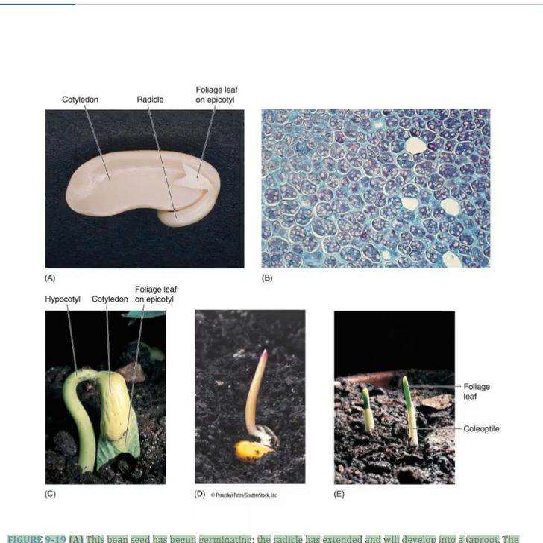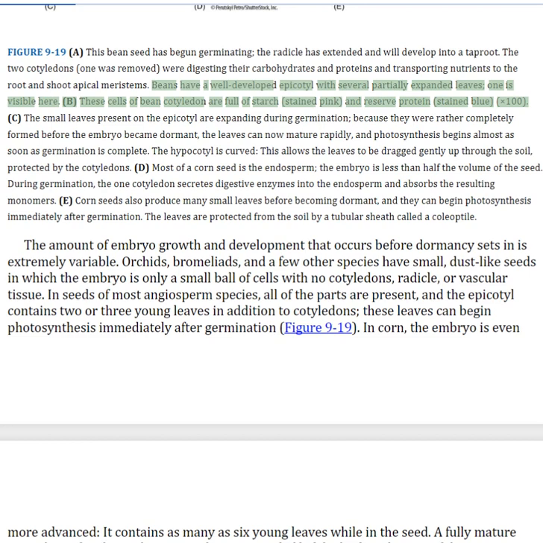Figure 9.19: This bean seed has begun germinating. The radicle has extended and will develop into a taproot. The two cotyledons were digesting their carbohydrates and proteins and transporting nutrients to the root and shoot apical meristems. Beans have a well-developed epicotyl with several partially expanded leaves. One is visible here. These cells of the bean cotyledon are full of starch and reserve protein.